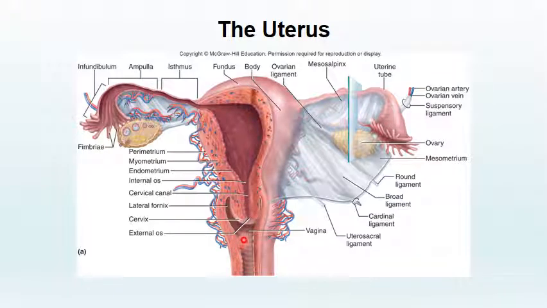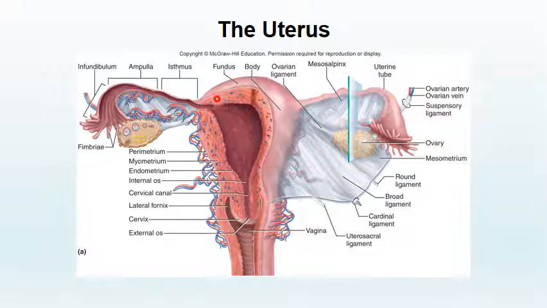So we have an internal os and then an external os. Those are the marking points of the start of the cervix. So the internal os would be the opening from the cervical canal into the uterus, and the external os is going to be the opening of the cervix into the vaginal canal.